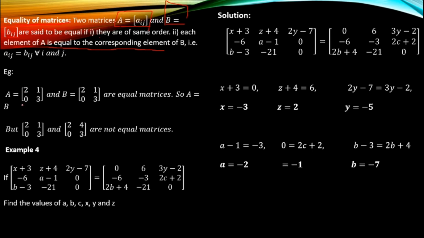They are of the same order. Yes, they are of the same order, and the corresponding elements are equal. 0 is equal to 0 and 3 is equal to 3. So we can say that A is equal to B. Now let us go for one more example. 2 equal to 2, and here the corresponding elements, is it equal? No, it is not equal. So these two matrices are not equal.